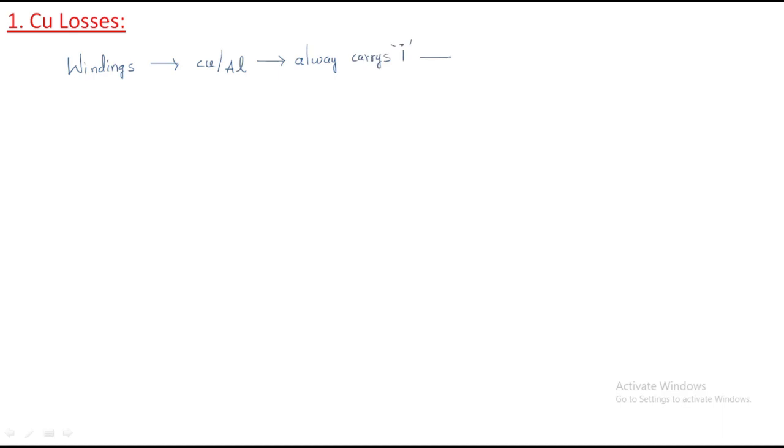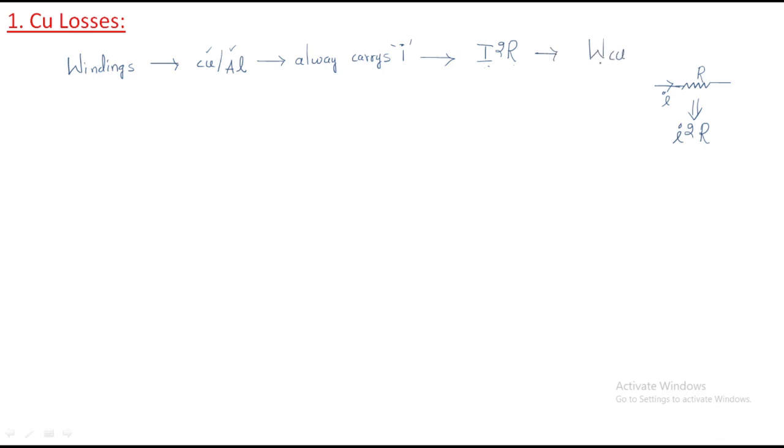Whenever current flows through these windings, the copper or aluminium has some resistance, so automatically some loss is formed. This loss is I square R. Whenever a resistance is connected in a circuit and current I flows through R, some loss is produced across the resistor. That loss is the I square R loss. This is nothing but the copper loss.